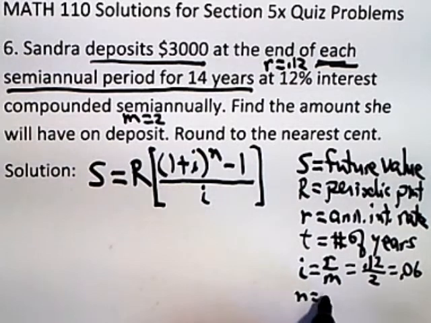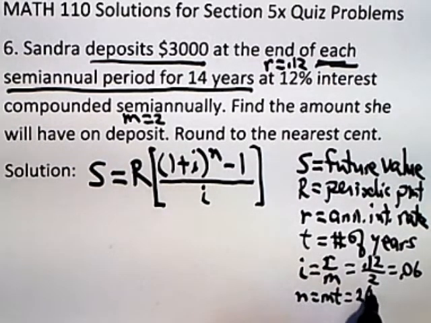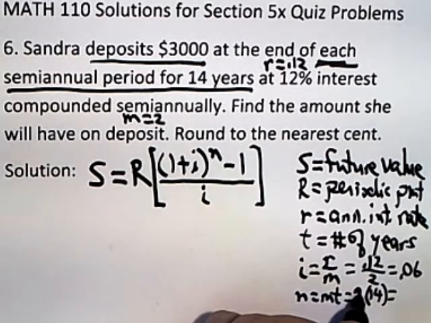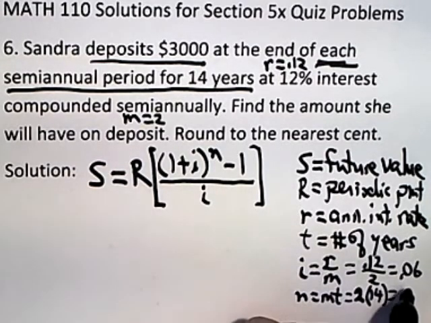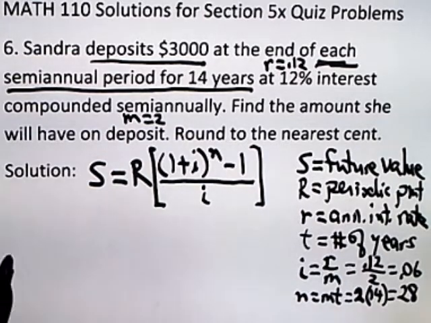And then little n is m times t. Since m is 2 and t is 14, that of course means that n is 28. So now we can start solving.